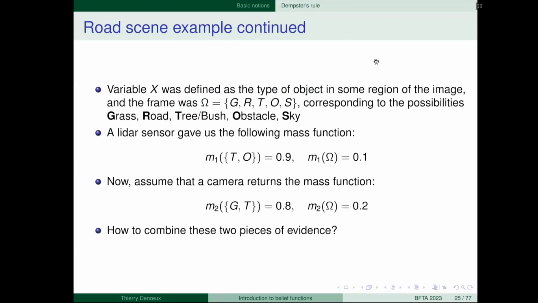So I will come back to my road scene example. Remember that we had this first piece of information, the LiDAR sensor evidence, which gave us a mass function, now called M1. Assume that we now have another sensor, let's say a camera, that returns another mass function, M2. With this camera sensor, for example, we see the color is green, so this can be either the grass or a tree. But this evidence is only 80% reliable, so we assign a mass 0.8 to grass or tree and 0.2 to omega. How to combine these two pieces of evidence?